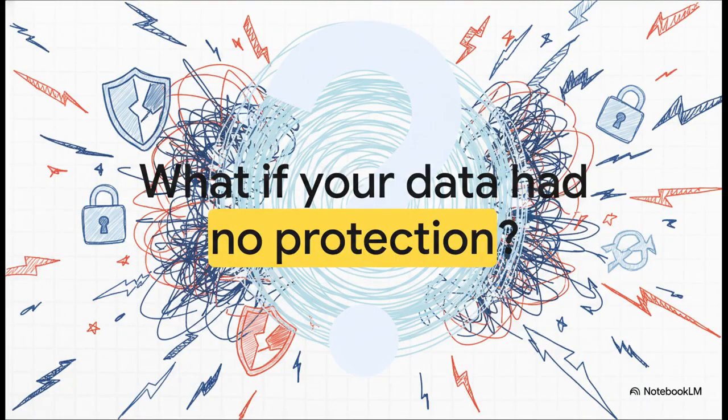But before we get into the textbook definitions, let's just start with a simple question to get our heads in the right space. Imagine for a second, what if your data had absolutely no protection? What if any part of your code, anywhere, could just reach in and change a critical value with no rules, no checks, no nothing? Yeah, it sounds like total chaos, because it is.